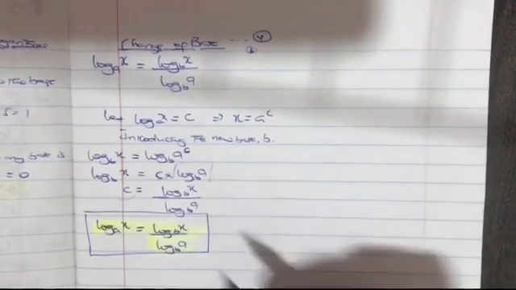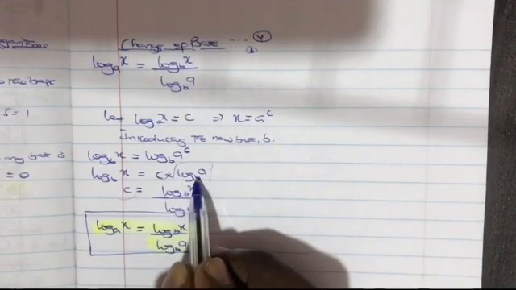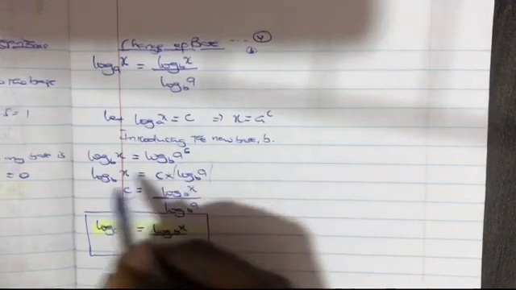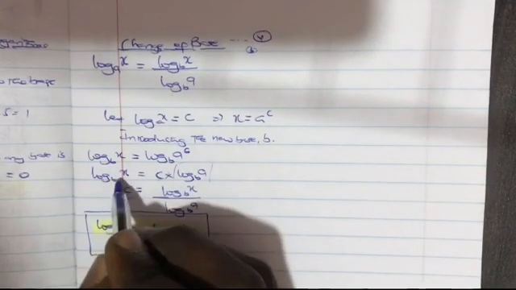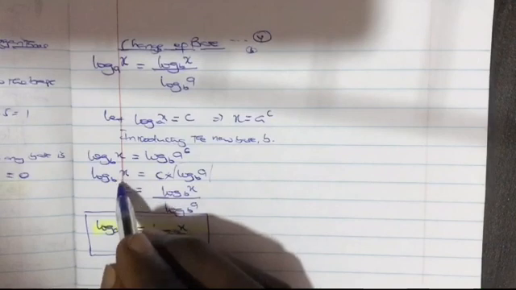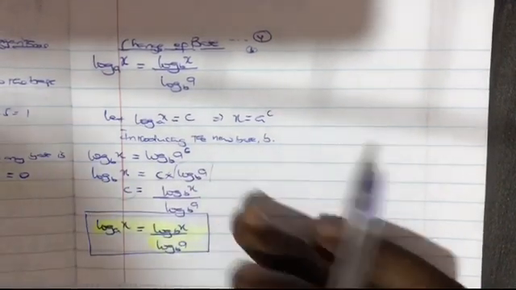Don't get confused. Here we divided both sides by log of a to the base b, so this goes off, and the log of a to the base b comes to the other side. So that's the simplified form. So don't get confused.